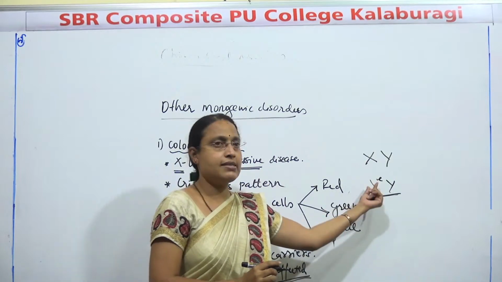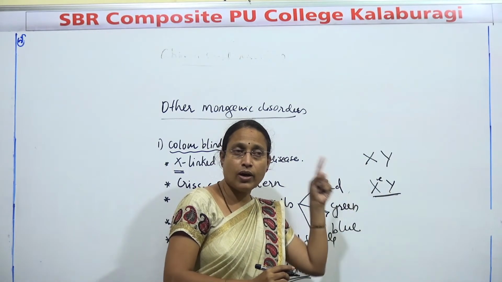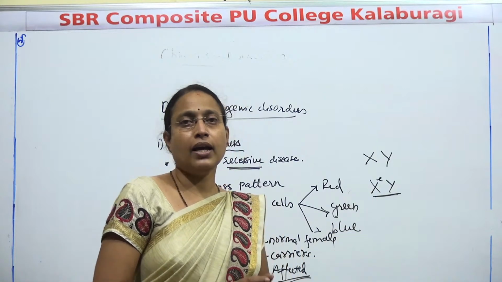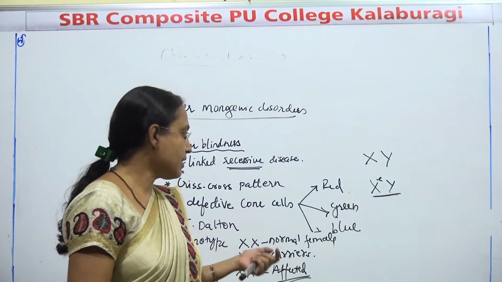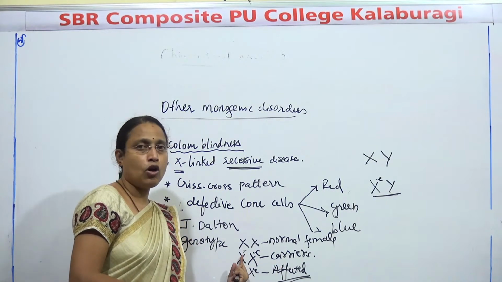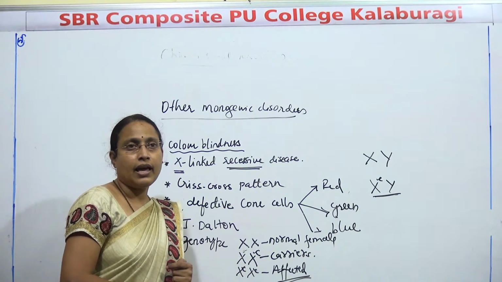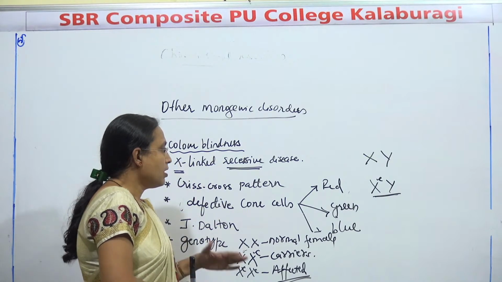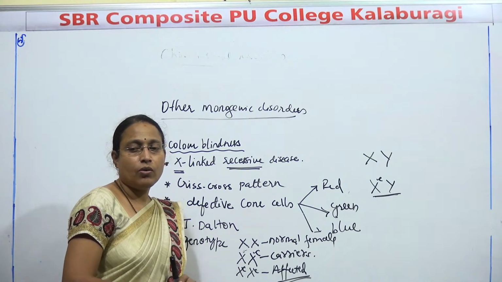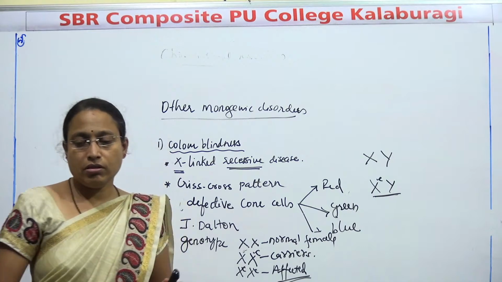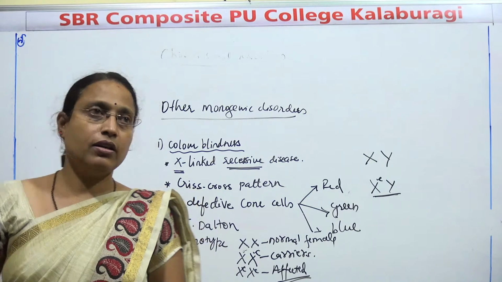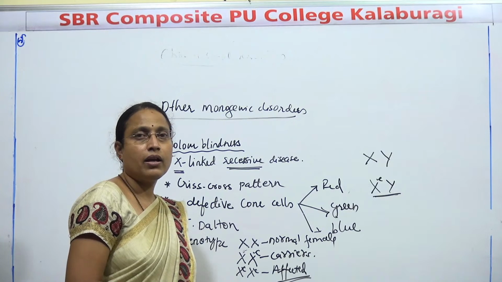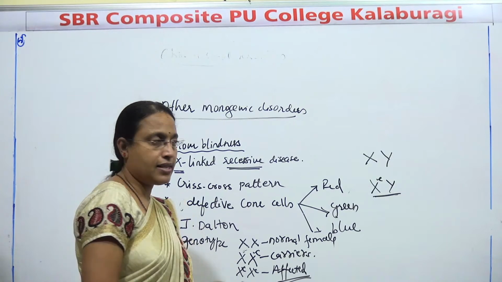Because of this hemizygous condition, the presence of only one X chromosome, color blindness occurs more commonly in males compared to females. And the reason is that carrier females, if they exist, have one normal X chromosome, so the symptoms will be very mild. Okay. So these were some additional monogenic disorders apart from the other three explained in the previous class.